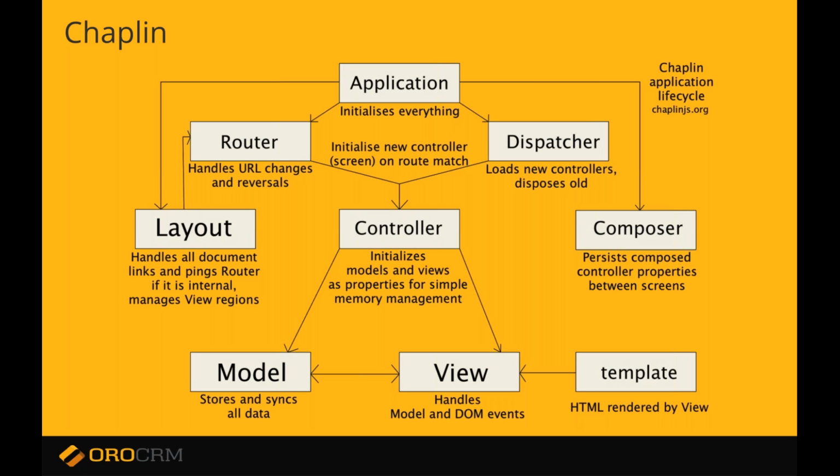So the router matches the URL, the dispatcher loads the controller and disposes the previous one, and executes the action method. As you see on the diagram, there are two other elements: layout and composer. Layout is a top-level view that stays on the application all the time. It is not disposed on route action.